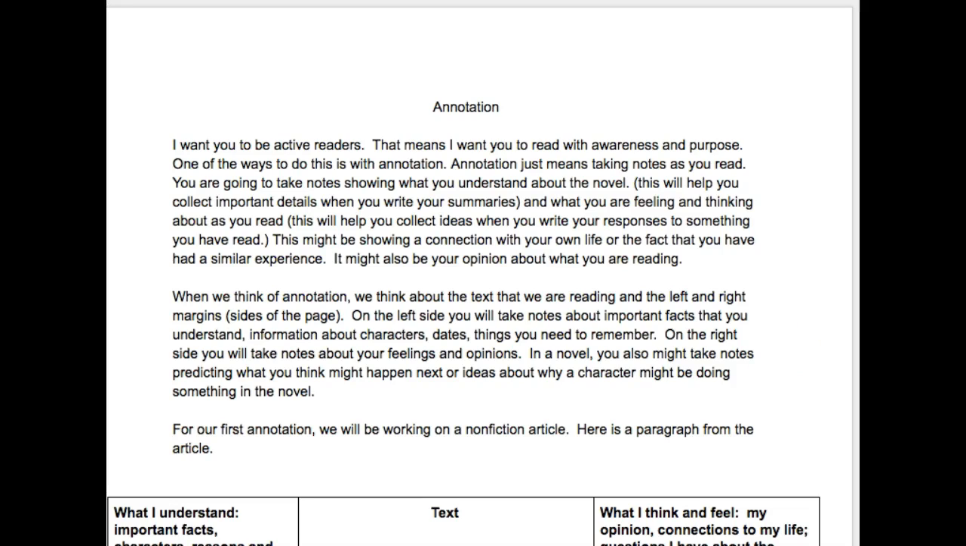On the left side, you will take notes about important facts that you understand, information about characters, dates, things you need to remember. And on the right side, you will take notes about your feelings and opinions. In a novel, you also might take notes predicting what you think might happen next or ideas about why a character might be doing something in the novel. For the first annotation, we will be working on a nonfiction article. Here is a paragraph from the article.